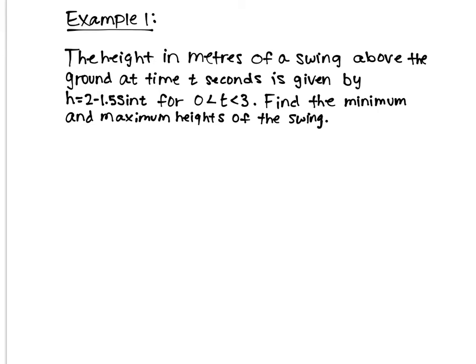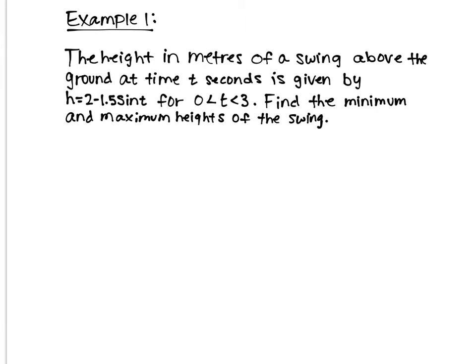Okay, so in this example, we have a function that represents the height in meters of a swing, and it represents the height above the ground after a certain amount of time in seconds, and they're restricting our function for the time from 0 seconds to 3 seconds. So we only know that this function models the height of the swing between 0 and 3 seconds. We don't know that after that it's really going to model that height of that swing. So we want to find the overall minimum height of the swing and the overall maximum height of the swing.